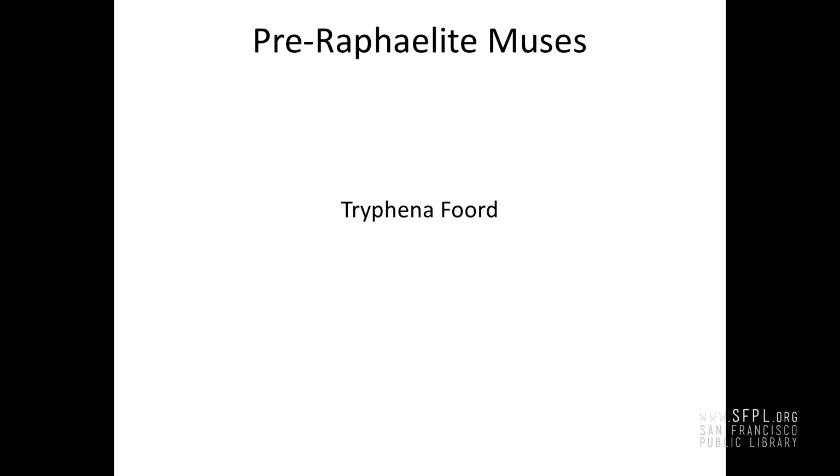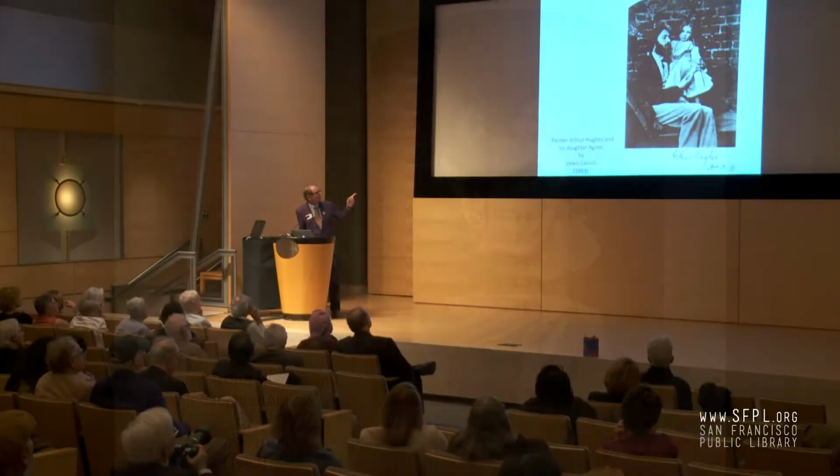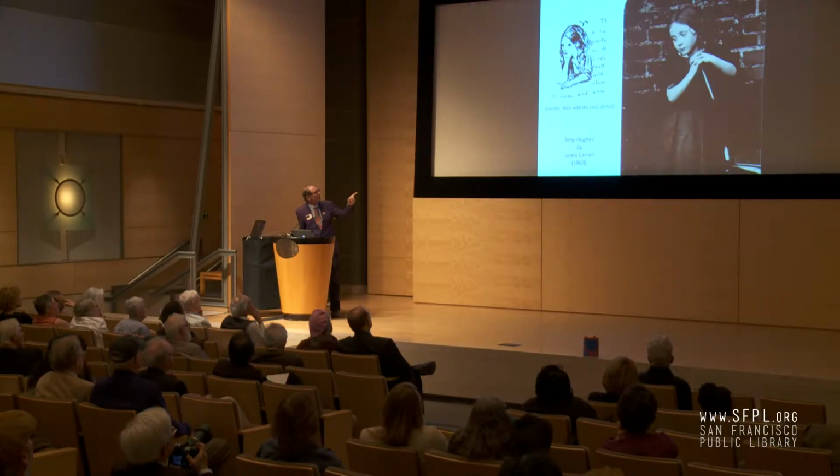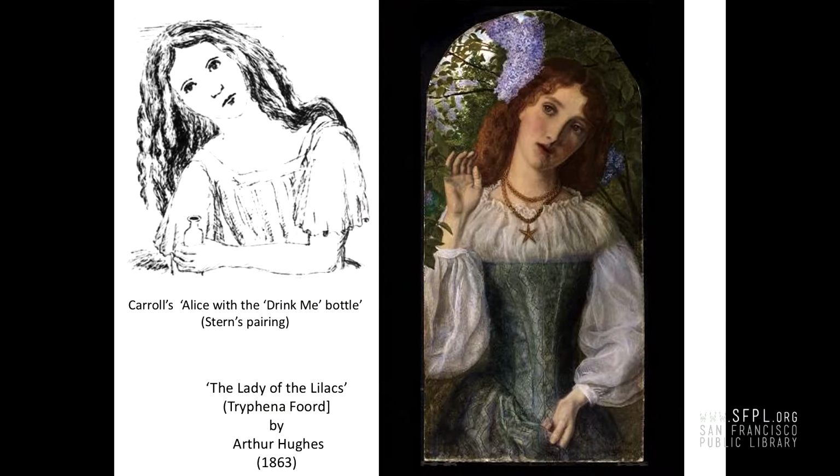So another possibility is paintings by Arthur Hughes. Arthur Hughes was the one that he connected with most closely when they visited Oxford. This is his photograph of Arthur Hughes and of his daughter, Amy Hughes. And this painting he commissioned by Arthur Hughes and had hanging over his fireplace his whole life. So this could well have had an influence on his illustrations.